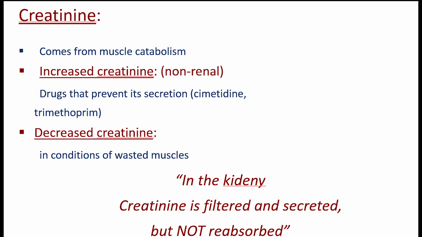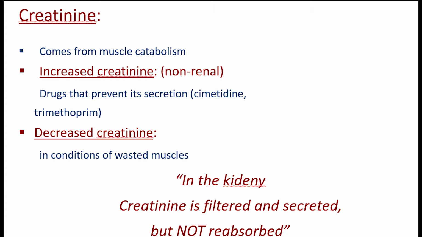Creatinine comes from muscle catabolism. What are the non-renal causes of increased creatinine? Some drugs that prevent its secretion, like cimetidine and trimethoprim. And decreased creatinine is related to decreased muscle mass. Females have lower creatinine than males. Elderly have lower creatinine than adults. And the most important thing to know about creatinine: how does the kidney handle creatinine? In the kidney, creatinine is filtered and secreted, but not reabsorbed. And this is of utmost importance.